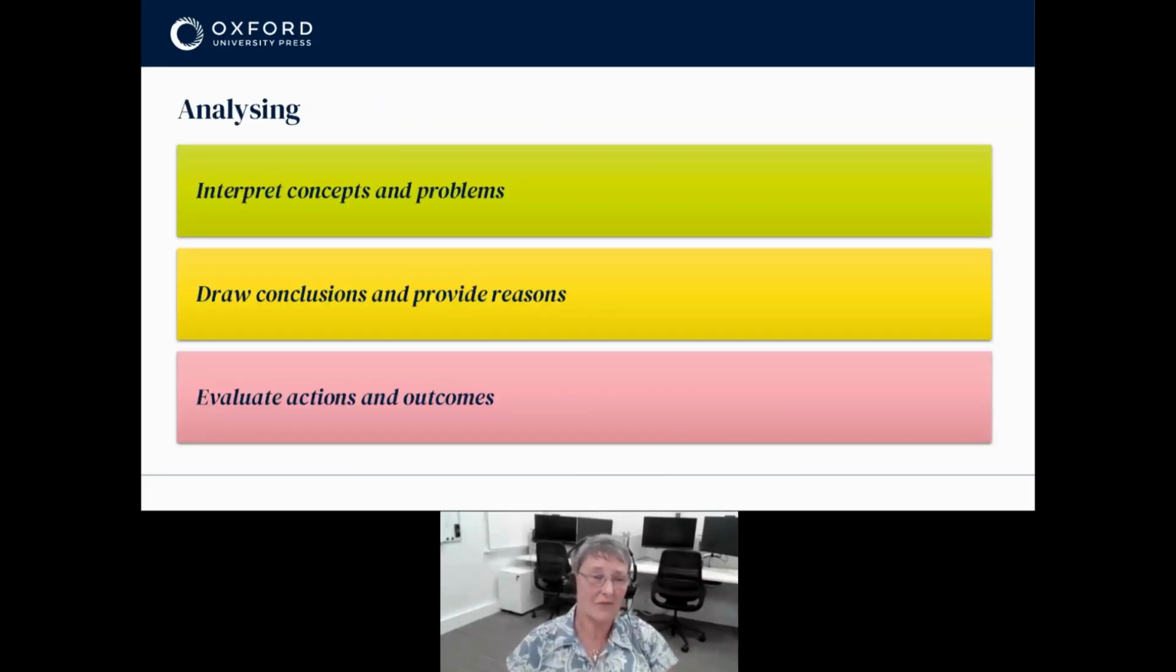Okay, so we're halfway there. We've gone from noticing to generating, and now we're going to analyze different aspects. And there's 3 parts to this analyzing. The first one is interpreting concepts and problems. The second is drawing conclusions and providing reasons, and we're going to get into argumentation here. And then we're going to go into evaluate actions and outcomes, and I'm actually going to compare analysing and evaluating because they're 2 different things.